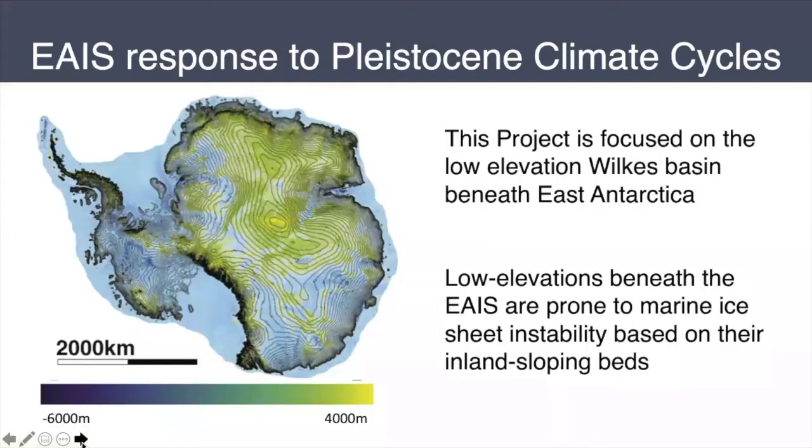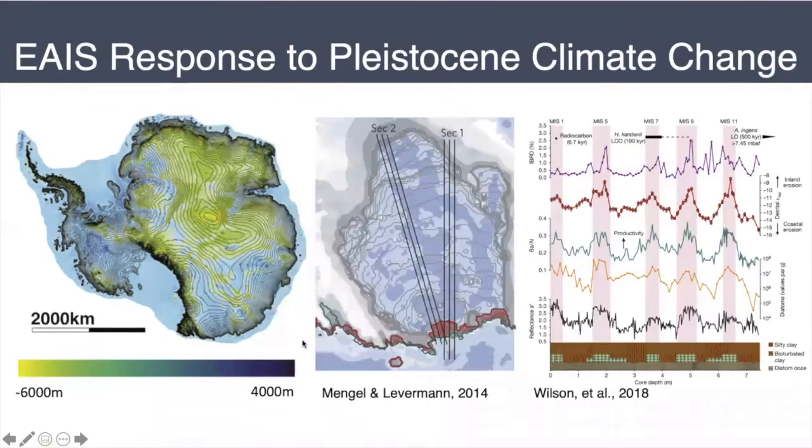And so to set the scene a little bit, here's a bedrock elevation map of the Antarctic continent. And this project is focused mainly on the low elevation basins beneath the East Antarctic ice sheet. And the samples we'll be talking about in this video are coming from the Wilkes Basin. And these low elevation basins have been the subject of some interest in regards to global mean sea level, because recent research has shown that they might melt more readily than we previously thought.